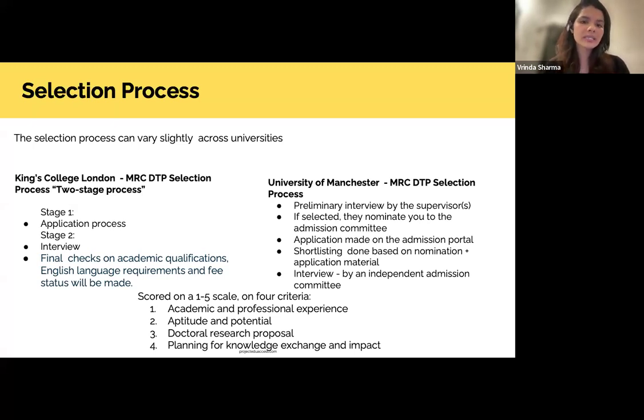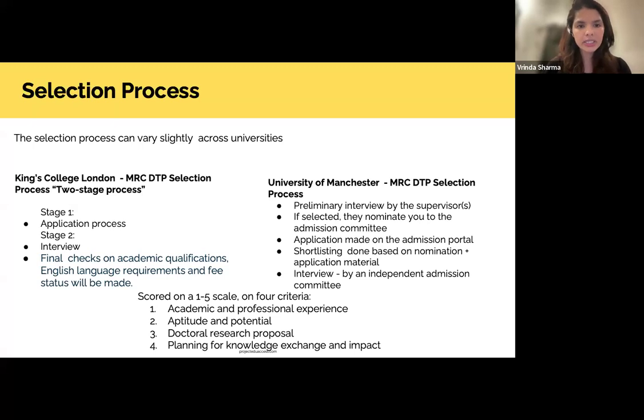But there's another student who has made an application, but also has a nomination. So the admission committee will score the other candidate more, right? So that's why it's very, very important to get in touch with supervisors.